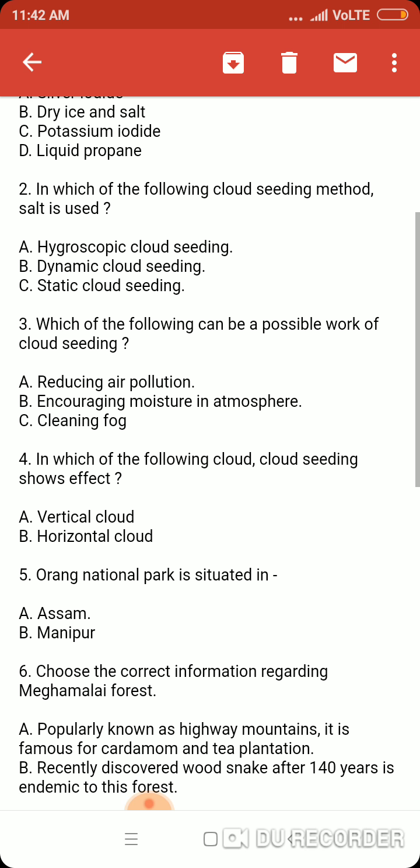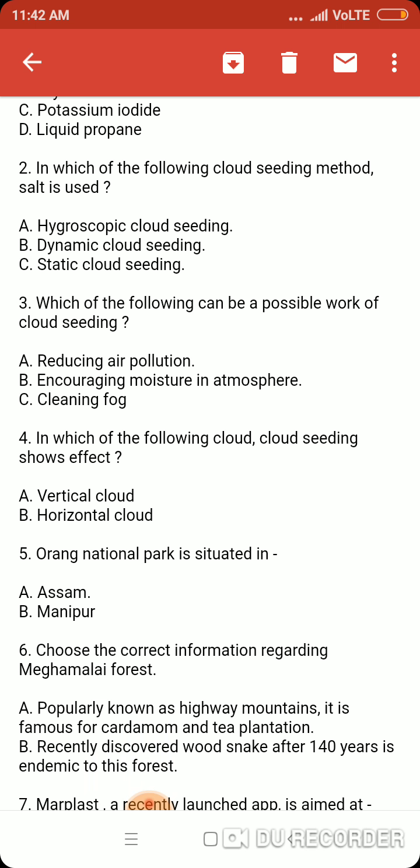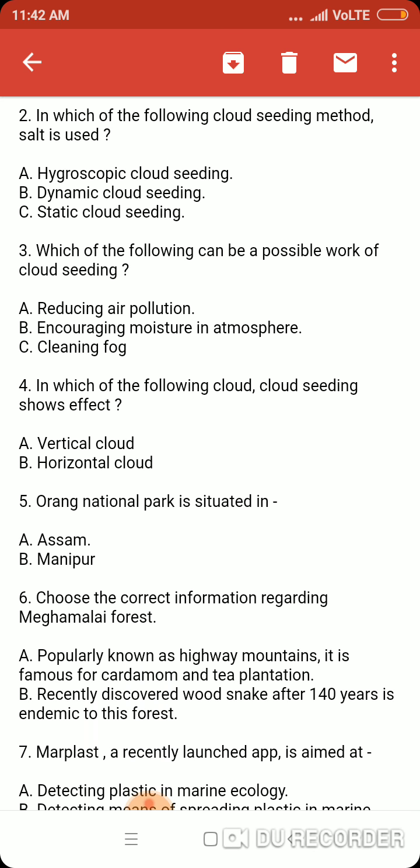Question number 2. In which of the following cloud seeding methods is salt used? It is hygroscopic cloud seeding where salt is generally used. And along with this, try to find out what dynamic cloud seeding and static cloud seeding are.